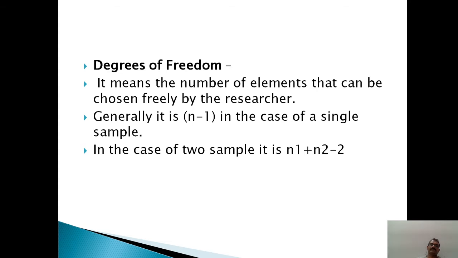Degrees of freedom. It means the number of elements that can be freely chosen by the researcher. Generally it is n minus 1 in the case of a simple sample. In the case of two samples, it is n1 plus n2 minus 2.